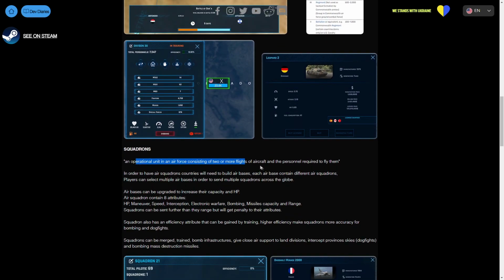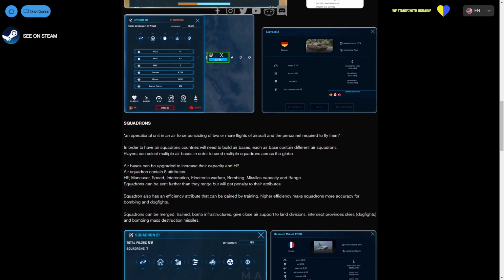Squadrons, an operational unit in the air consisting of 2 or more flights of aircraft and the personnel required to fly them. In order to have air squadrons, countries will need to build air bases. Each air base contains different air squadrons. Players can select multiple air bases in order to send multiple squadrons across the globe. Air bases can be upgraded to increase their capacity and HP.